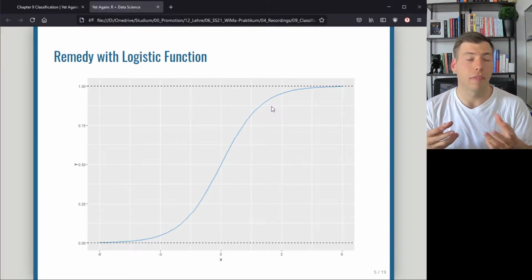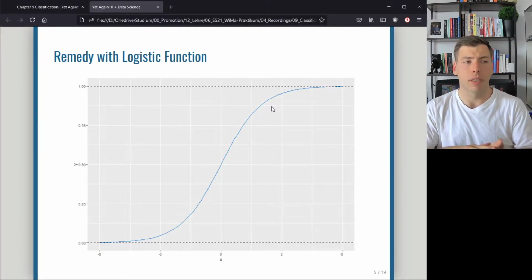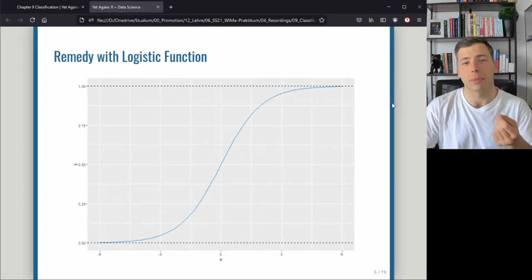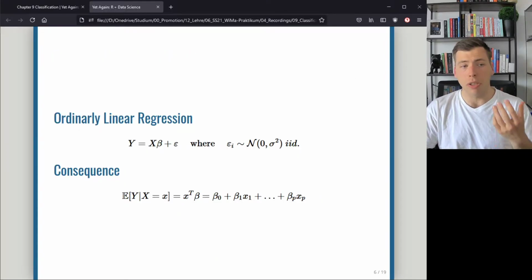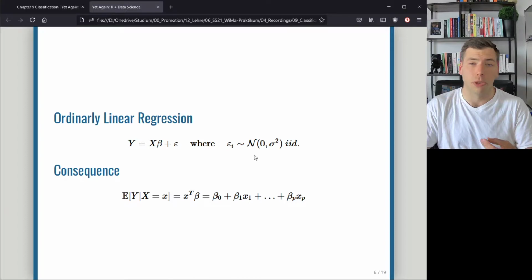You can think of it in this way, but it's not exactly the same, so let me try to go into a bit more details about this. So in ordinary linear regression, we always fit a distribution. So we say our response y is equal to x beta, where x is our design matrix, plus the residuals epsilon. And these are IID random variables which have a normal distribution.